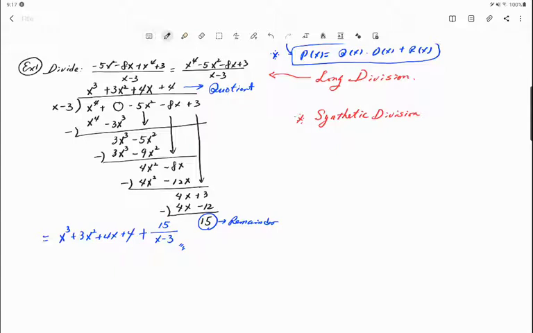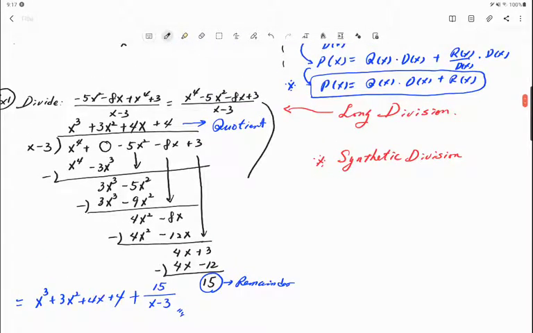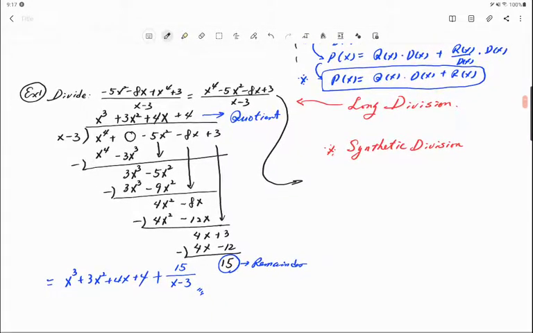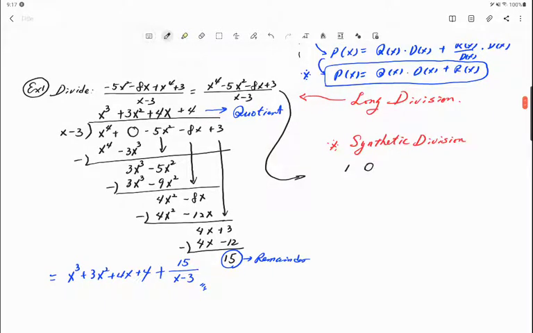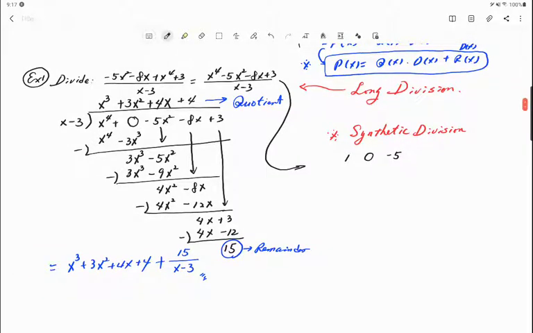Okay, in synthetic division, we're gonna write only the coefficients. Let's use the same example. So I'm gonna write the coefficients of the numerator. That is 1 for x to the fourth power. And there is no x cubed, so put 0. Then the x squared term has coefficient -5. And the x term, the coefficient is -8. And the constant is 3. So write only the constants and the coefficients.